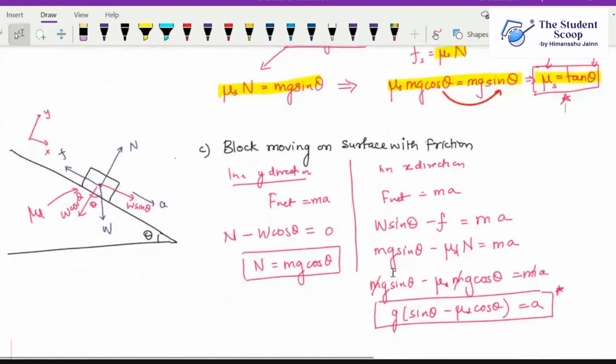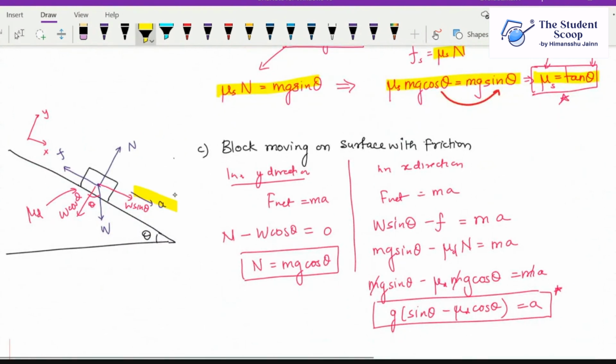One last example I can give you: the object is accelerating in the downward direction along the incline, even though there is friction. In the vertical direction, the forces are balanced, so I can equate N to mg cos theta. In the direction of the motion, W sin theta is the greater force and the friction is dynamic friction in this case, and the net force is equal to mass times acceleration. I can substitute friction as mu d N, and N as mg cos theta, where m gets cancelled on both sides of the equation. We get acceleration equal to g times (sine theta minus mu cos theta).